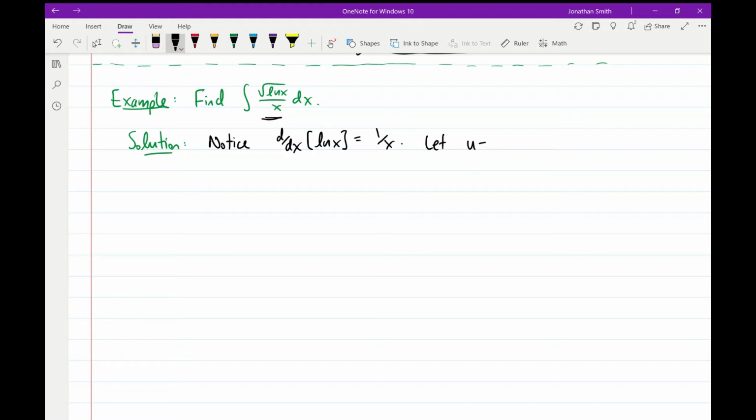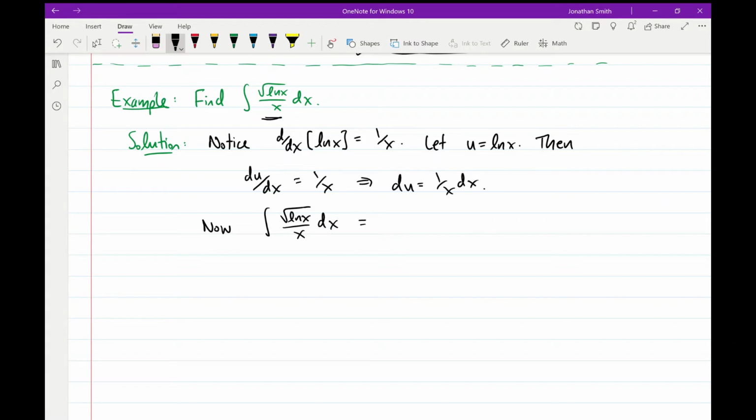So we're going to let u equal the natural log of x, and then we're going to see what happens, and hopefully things work out well. So we have the derivative of u with respect to x is going to be 1 over x, and now solving for du, we get du is equal to 1 over x dx, and now we do the substitution. So the integral of the square root of the natural log of x over x dx is equal to the integral of the square root of the natural log of x times 1 over x dx.